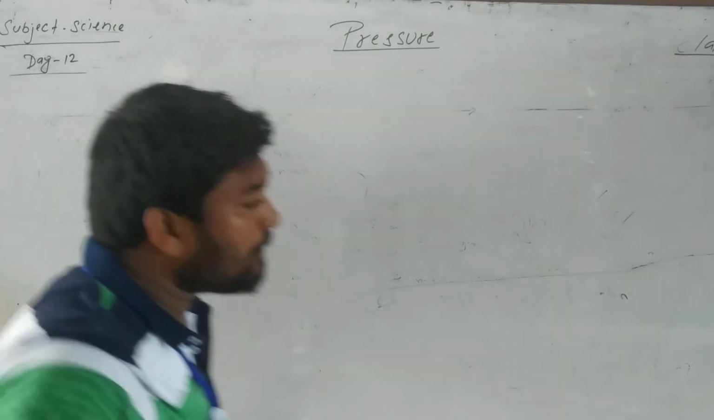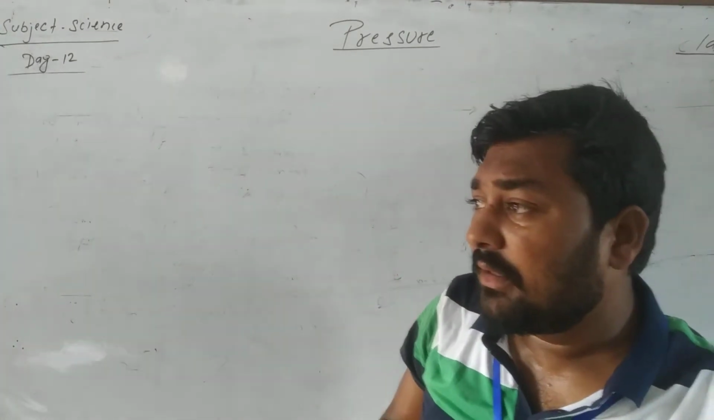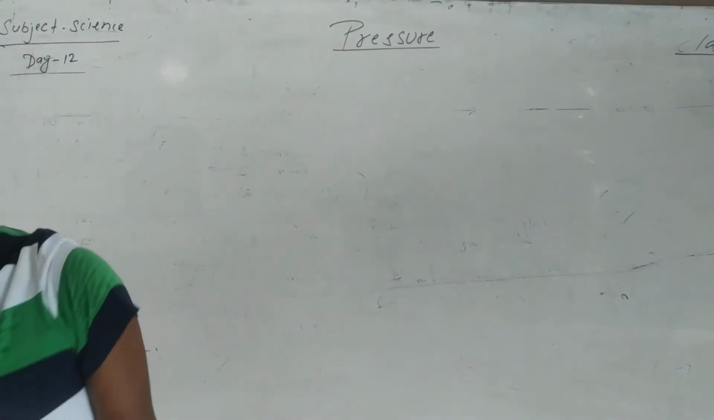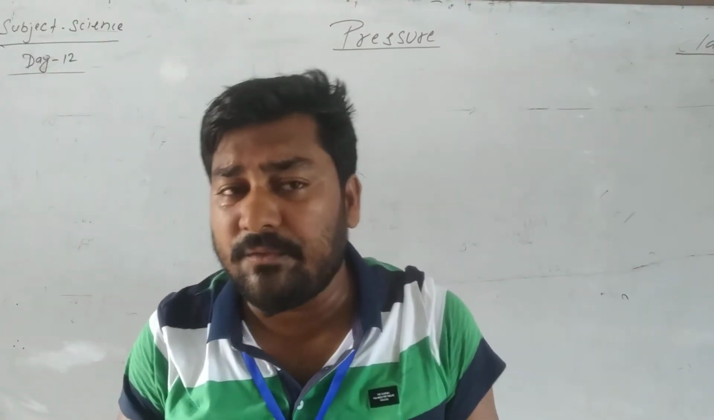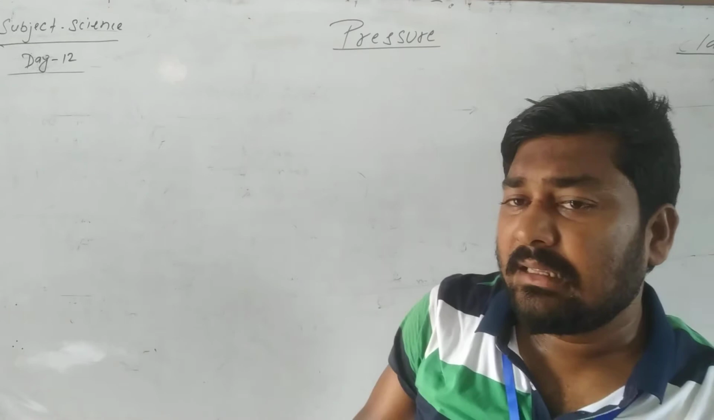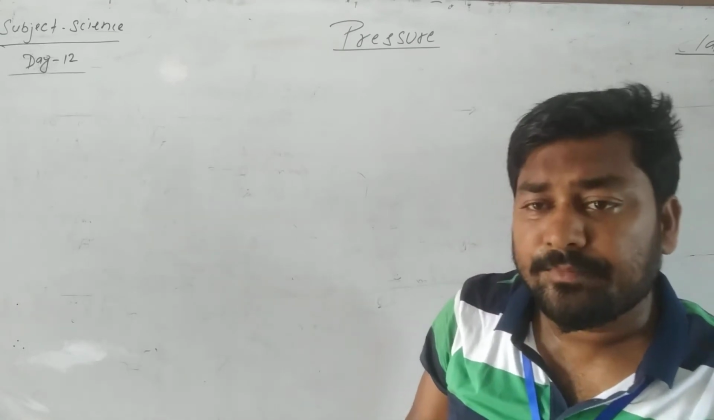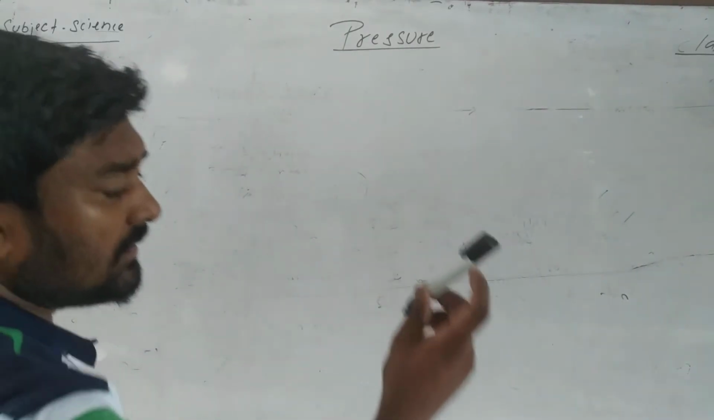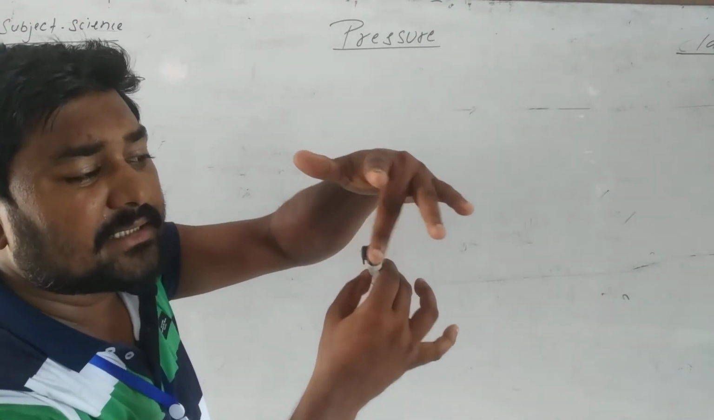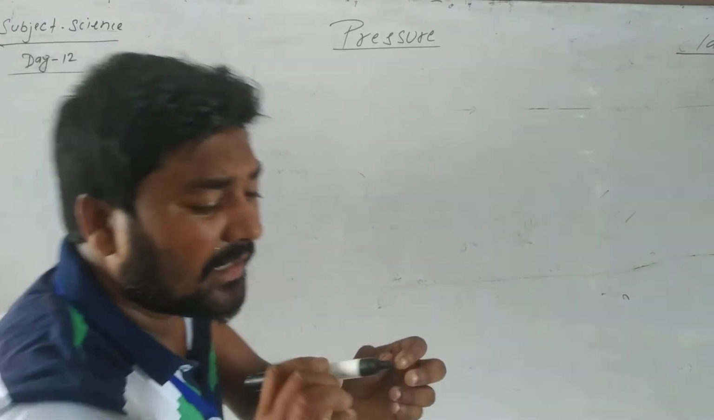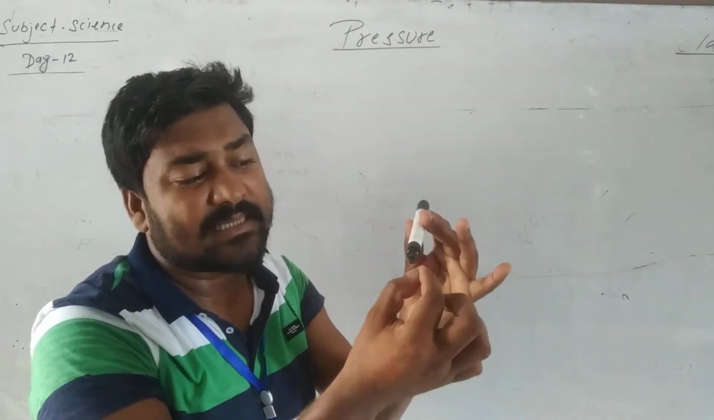So I would like to describe pressure first. Pressure means you can take the example of a nail or sharp knife or your own foot or this pen. Suppose I am giving the example of this pen. This side is the blunt side and this one is the sharp edge.